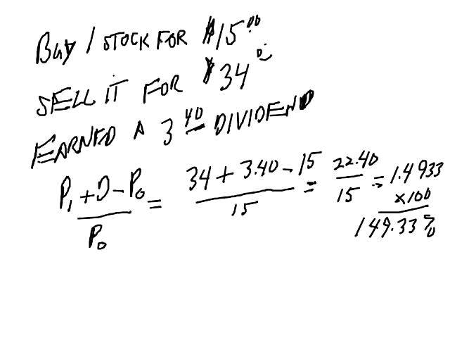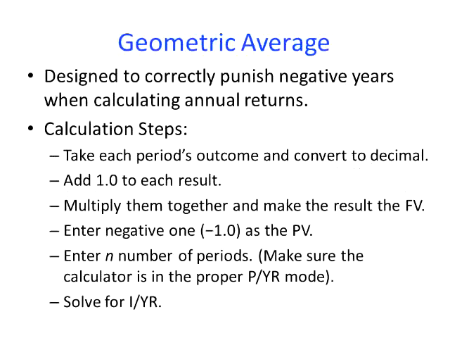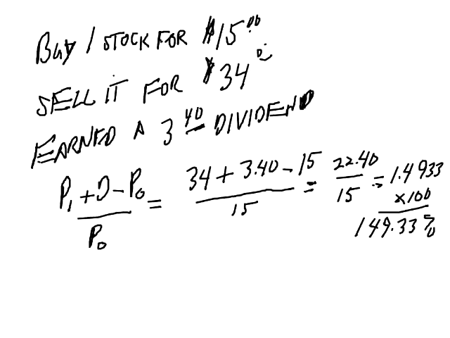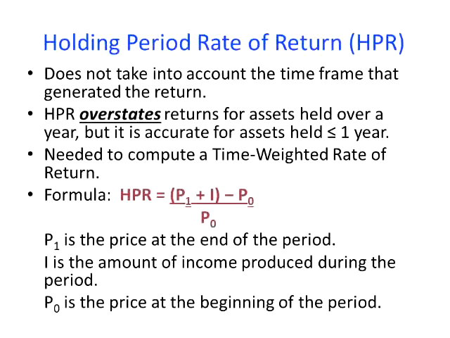So how could you have the same answer for 1 year and 2 years? That's because if you go back to the statement, this one right here: holding period return overstates returns for assets held over a year, but is accurate for assets held 1 year or less.